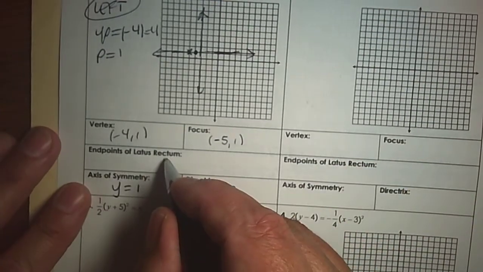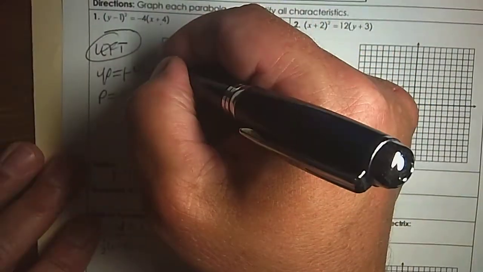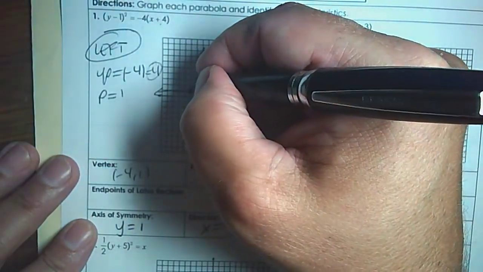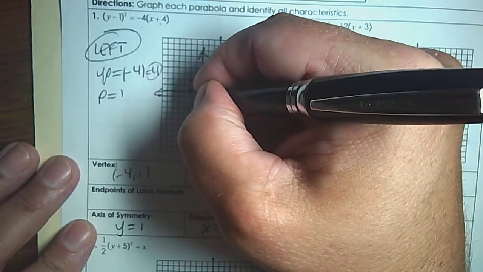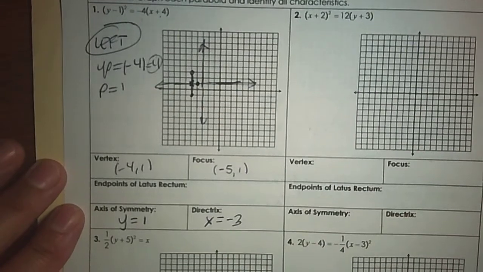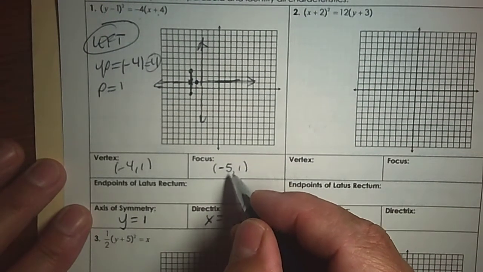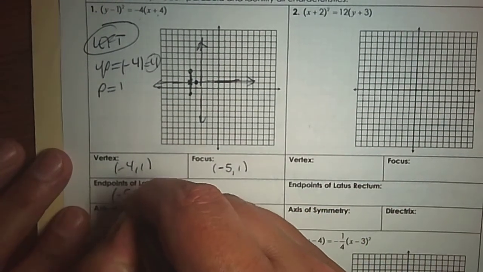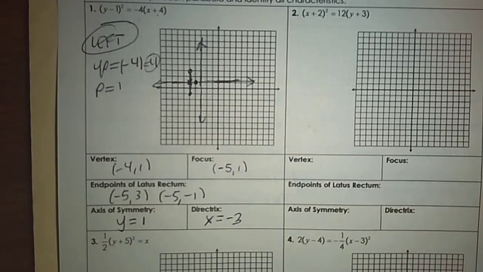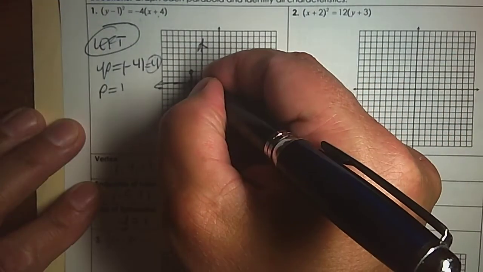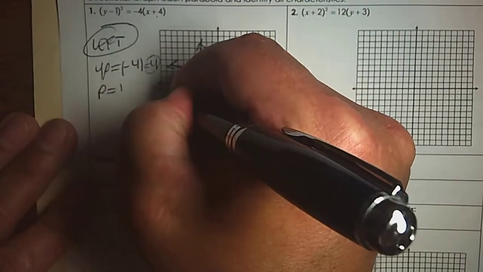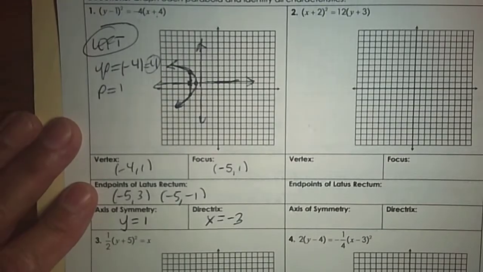Now, how do I find the latus rectum endpoints? Well, the full length is 4. So from the focus, I'm going to go up 2, and I'm going to go down 2. And if I connect that, the line segment is called the latus rectum. So from the focus, I went up 2, and then from the focus, I went down 2. So -5, 3, and -5, -1. Now, draw your parabola, and it's done.